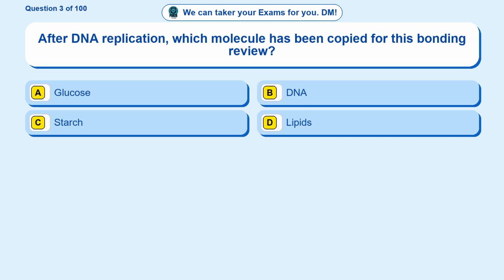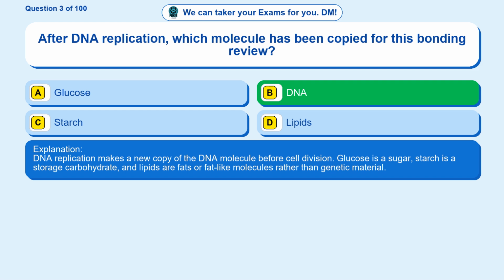Question 3. After DNA replication, which molecule has been copied for this bonding review? Option A, glucose. Option B, DNA. Option C, starch. Option D, lipids. The correct answer is option B, DNA.